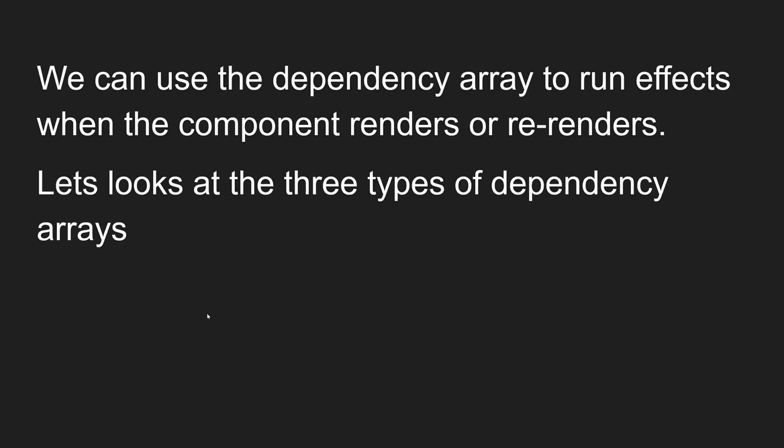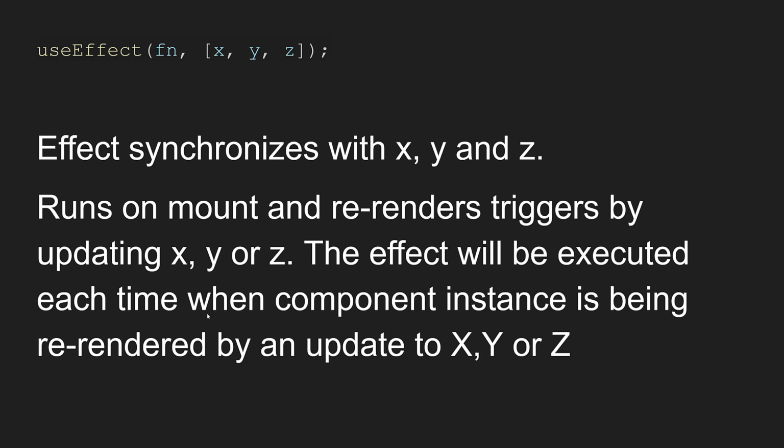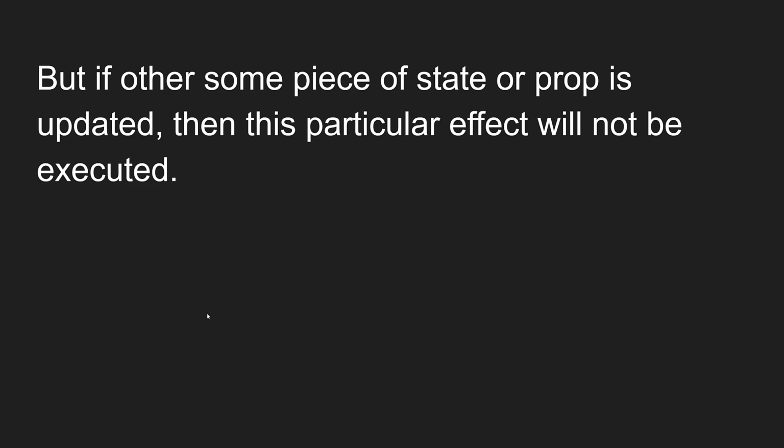We can use the dependency array to run effects when the component renders or re-renders. Let's look at the three types of dependency arrays. The first one is the useEffect function with a dependency array of X, Y, Z. So here the useEffect is synchronized with X, Y, and Z. The function will run on the mount and on re-renders triggered by updating X, Y, or Z. But if some other piece of state or props is updated, then this particular effect will not be executed.